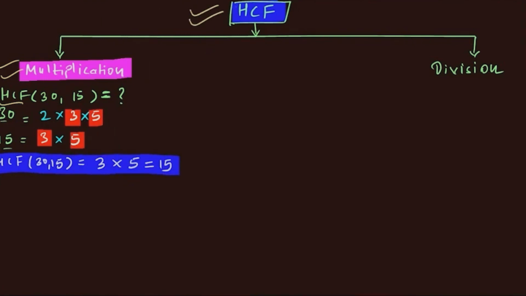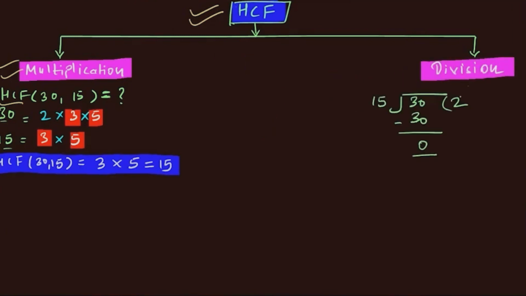Now let us see how we can find the HCF by division method. In division method, we will first divide the two numbers, that is 15 2s are 30 and we get the remainder as 0. And we know that whenever we divide two integers, the bigger number is called the dividend and the smaller number is called the divisor. And here we call 2 the quotient and 0 the remainder.